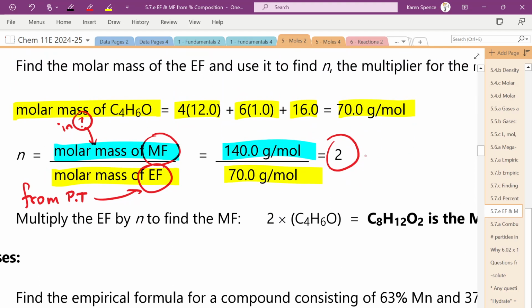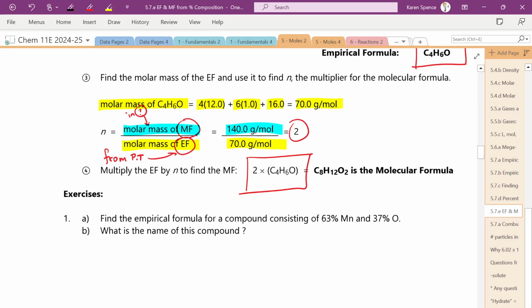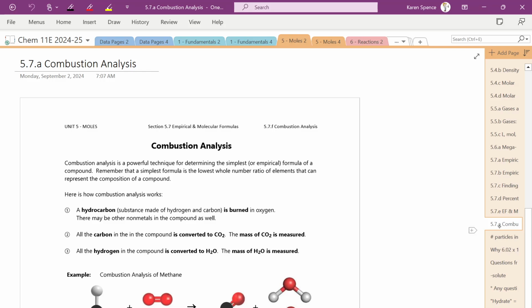All right, anyway, we found the number 2, so we take our empirical formula and we multiply by 2. Is that good? Okay. And then there's some exercises here. Do you want to knock out combustion analysis while we're at it today? Okay, and this will finish the unit for us.